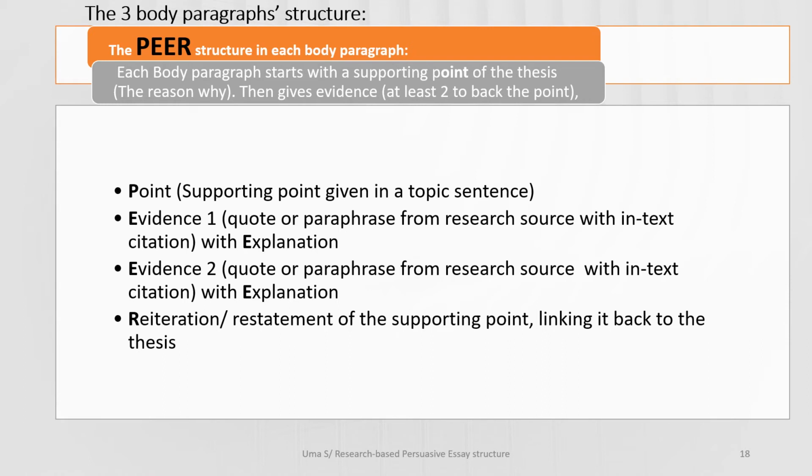This means that the body paragraph begins with a topic sentence which states the supporting point to be developed in that paragraph. That supporting point is then developed using at least two pieces of evidence from research done. The evidence can be a quotation or a paraphrase from the research source. This evidence must be accompanied by an explanation. The second evidence and explanation are given to further develop the supporting point. The body paragraph ends with a restatement of the supporting point, which refers back to the thesis.